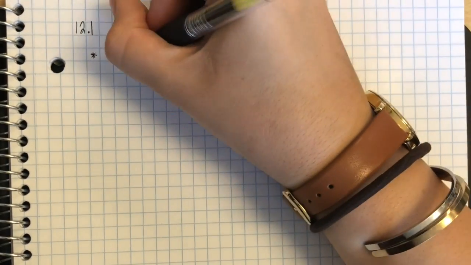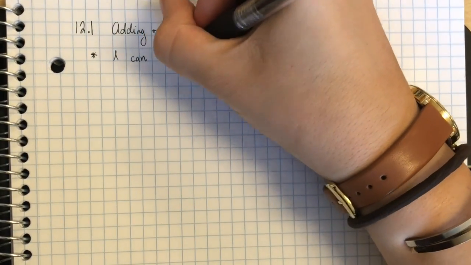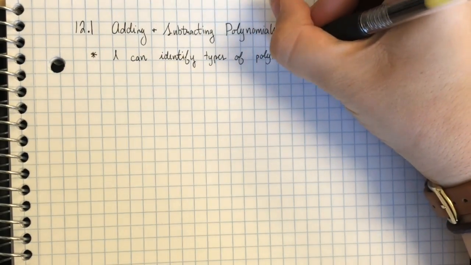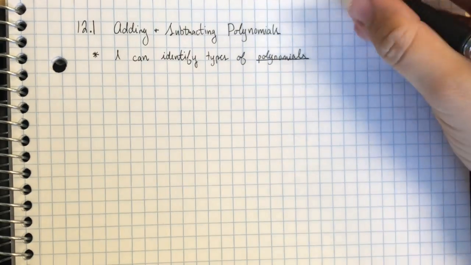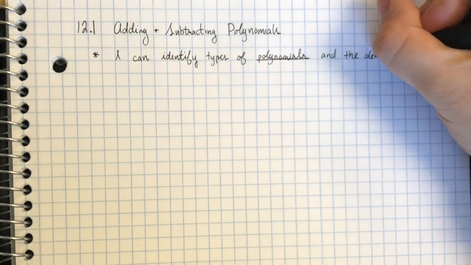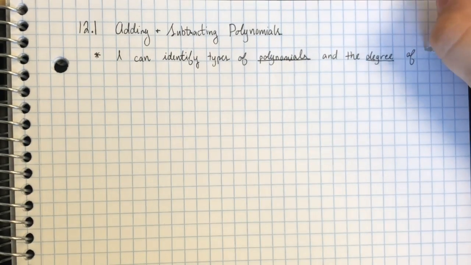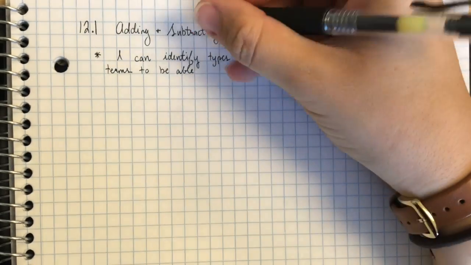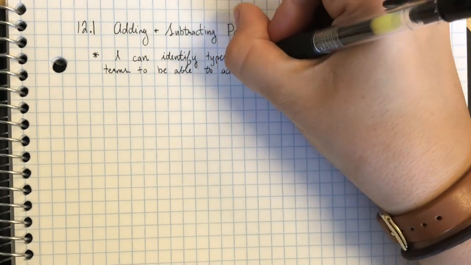The topic is adding and subtracting polynomials, and your learning target says, I can identify types of polynomials and the degree of the term to be able to add and subtract polynomial expressions.